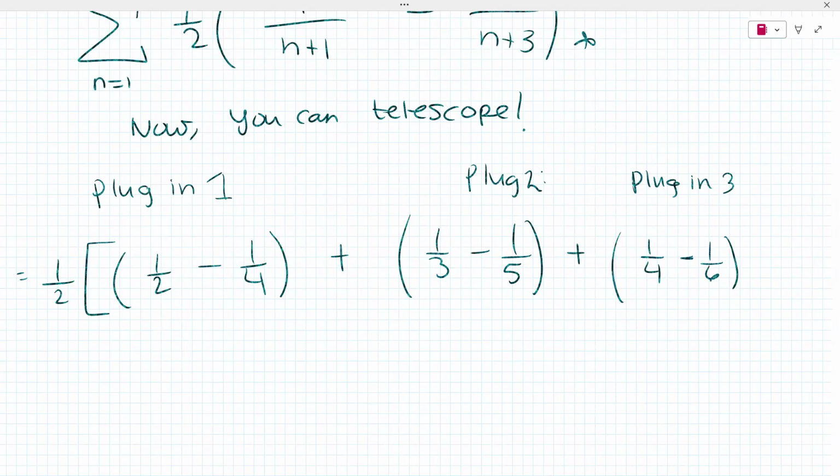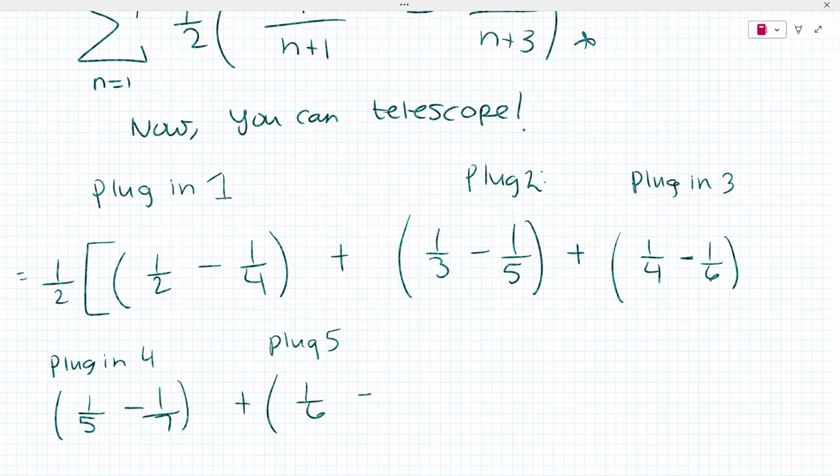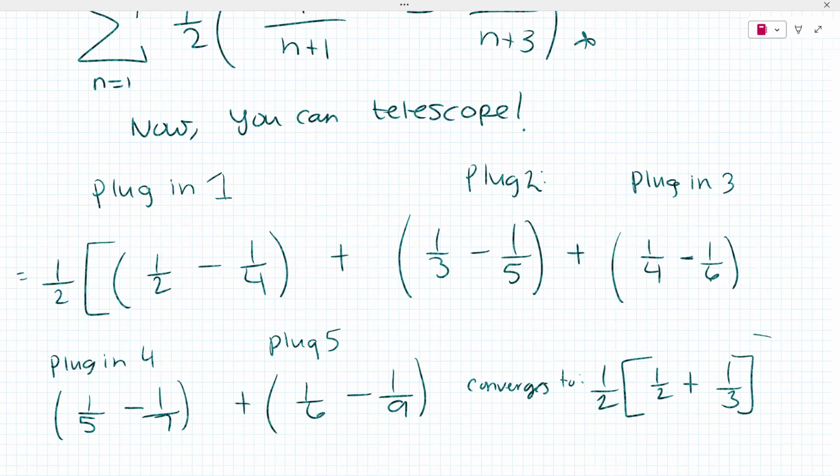and then when you plug in 4, and then when you plug in 5, it converges to this. That would be your final answer.